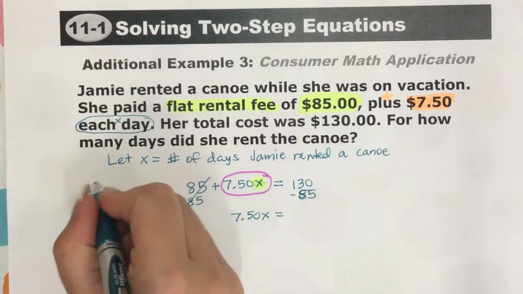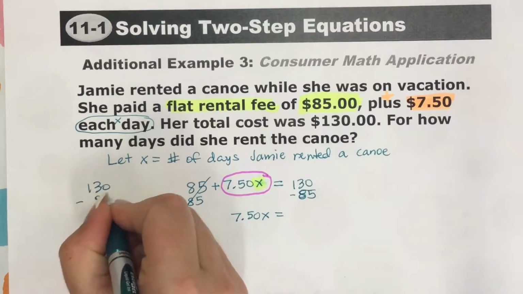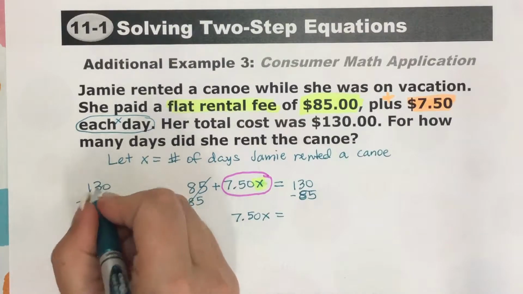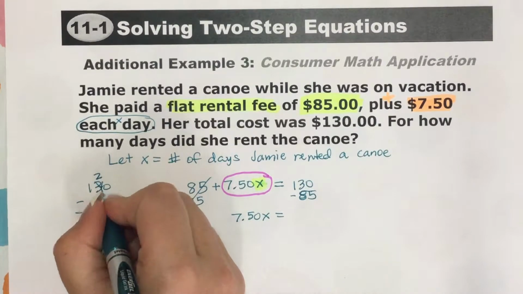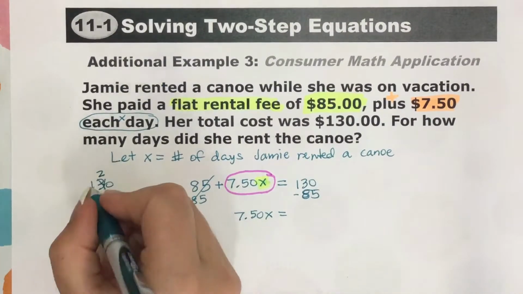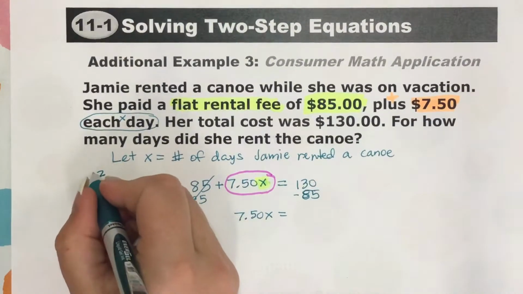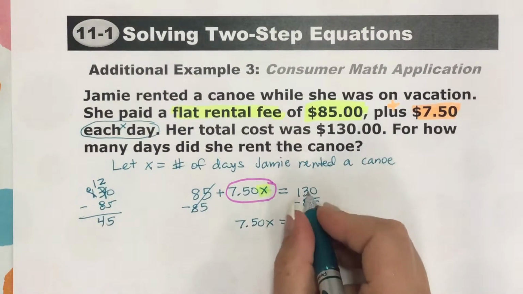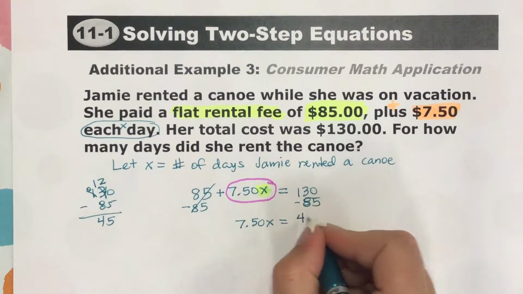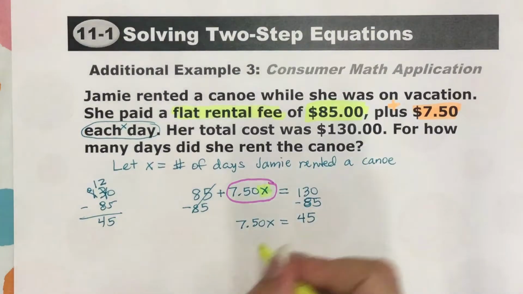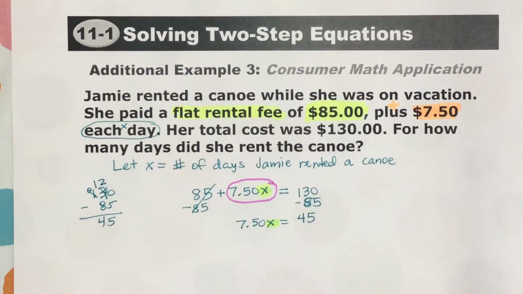I'm going to come do that over here. Okay, I have to borrow 10 to, the 0 is not big enough, so that's going to be 2. 10 take away 5 is 5. The 2 is not big enough, so I need to borrow another 10. Here, 12 take away 8 is 4. So that means that 130 minus 85 is 45. Okay, I'm still trying to get x by itself.